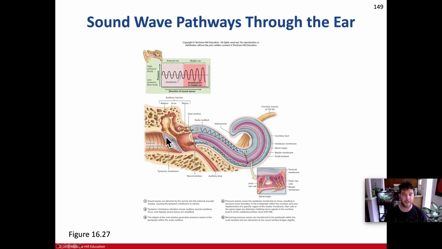Okay, so you have the external acoustic meatus, so your ear canal receives the signal, goes from the tympanic membrane, travels through the ossicles into the scala vestibuli. So they uncoiled the cochlea here. Normally it would be very much curled up. They stretched it out a little bit. So the sound wave travels through the cochlear duct and across into those hair cells, into that spiral organ, which is then absorbed by the nerve branch.